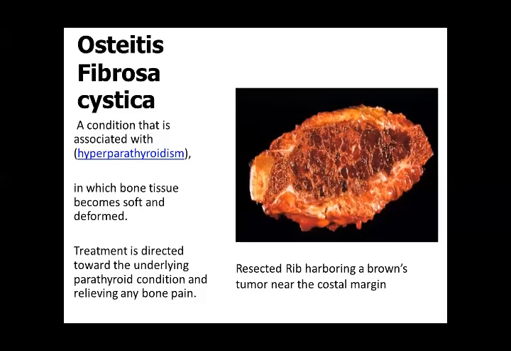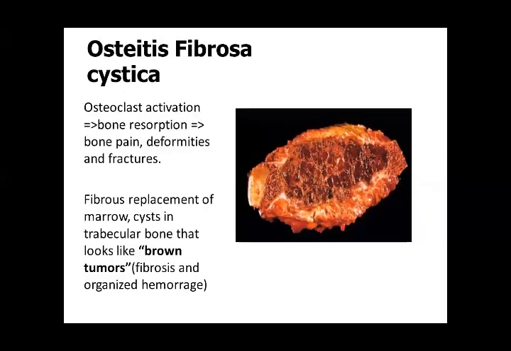Treatment is directed towards the underlying parathyroid condition and removing any resected rib. This is what you see here. This is actually a picture of a rib. That rib is also described as having a Brown tumor near the costal junction. Same picture.